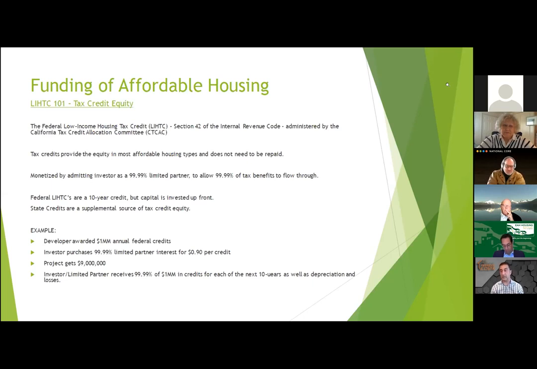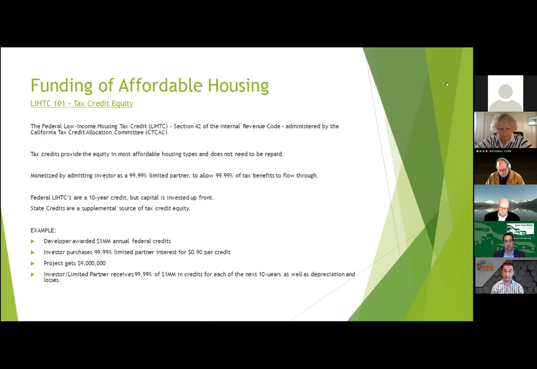As we will see further on, the investors and the lenders really weigh in heavily themselves also on how it's structured and what they want to see in their own eyes as design and as standards. A typical example, and we will get more specific examples, is that the developer is awarded 1 million in annual federal credits, and the word annual is used. So typically that translates, as I mentioned, 10 years. So that's 10 million of federal credits.